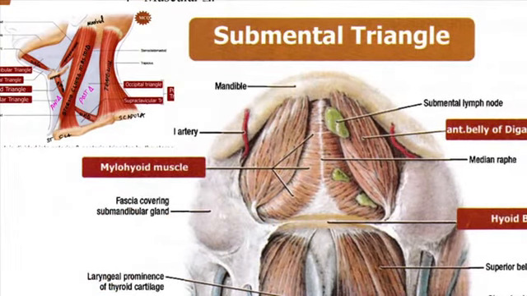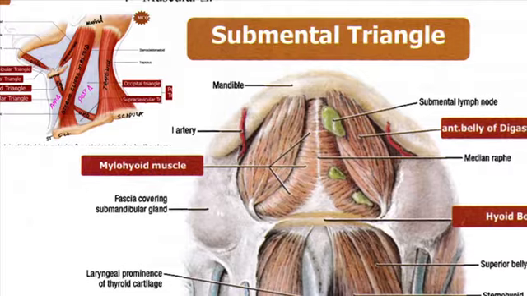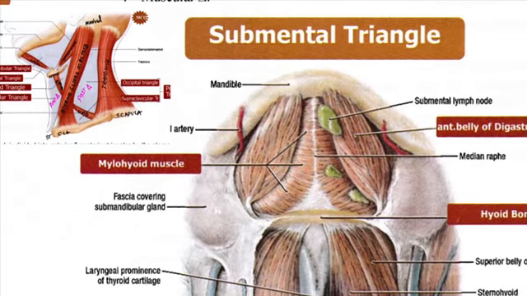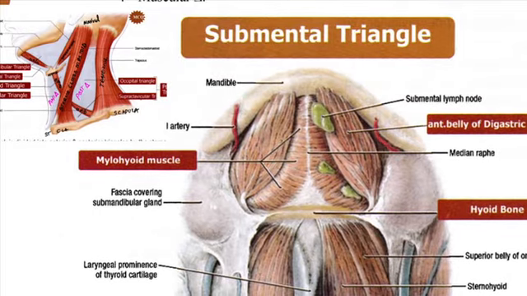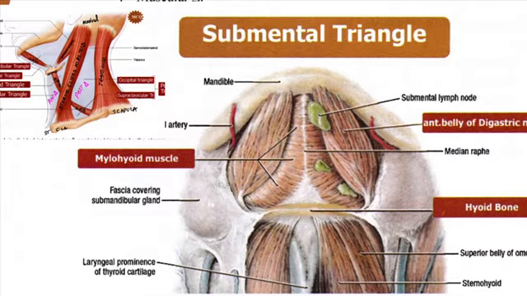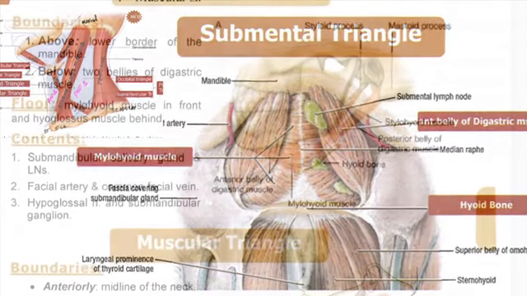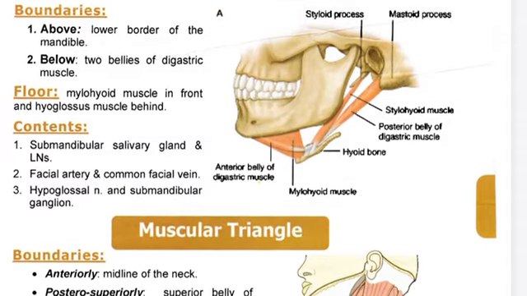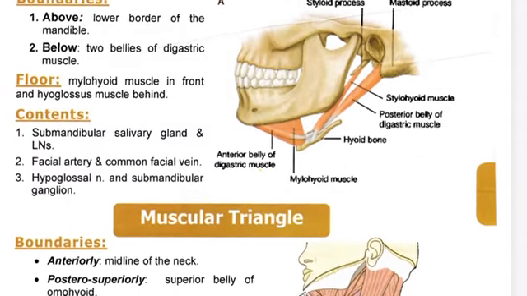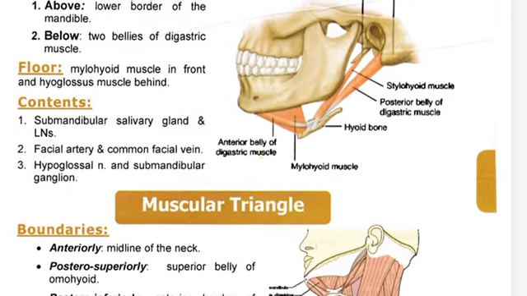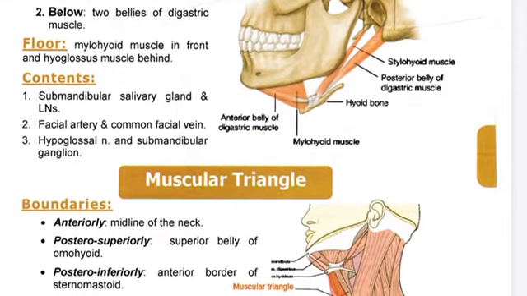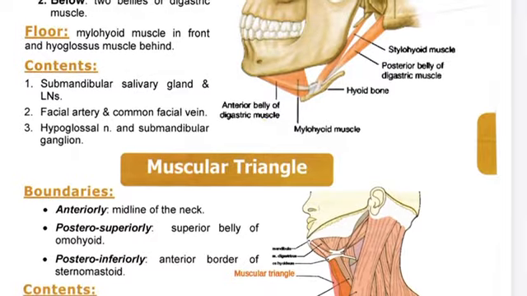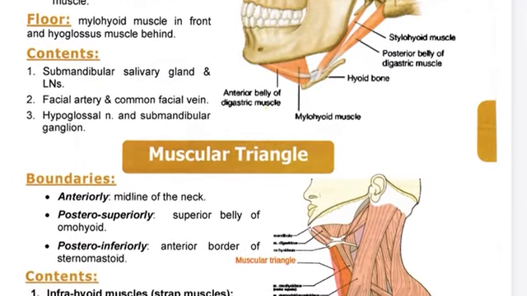You can see the submental triangle. The apex is anteriorly at the chin. On the other side, the anterior belly of the digastric muscle. The base is the body of the hyoid bone. The floor is the mylohyoid muscle. The roof is skin and fascia. The digastric triangle is formed above by the lower border of mandible, and below by the two bellies of the digastric muscle. The floor is the mylohyoid muscle in front. It contains the submandibular gland, facial artery, common facial vein, hypoglossal nerve, and submandibular ganglion.